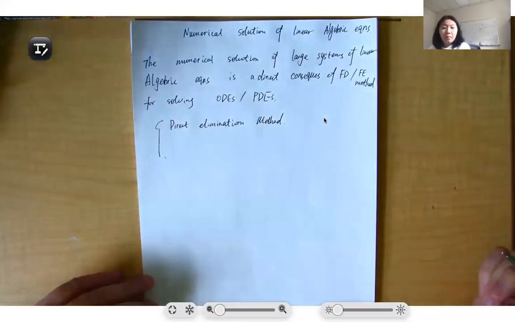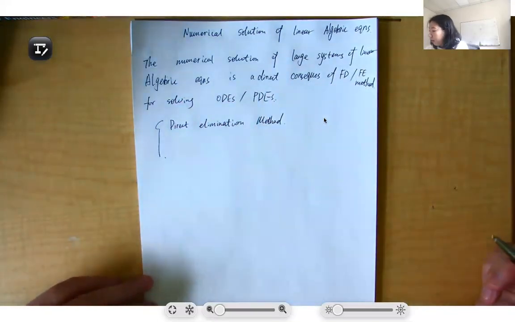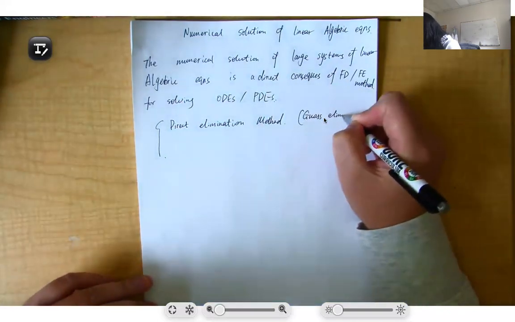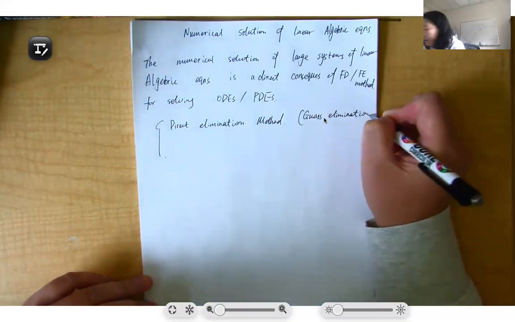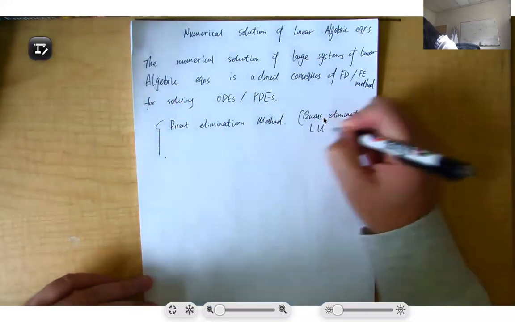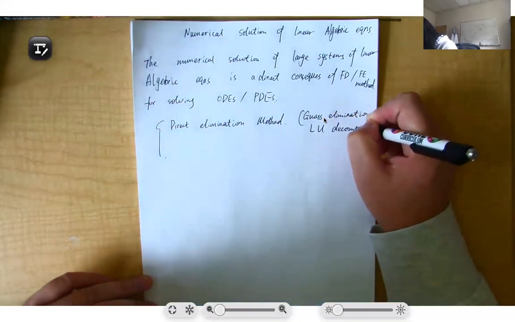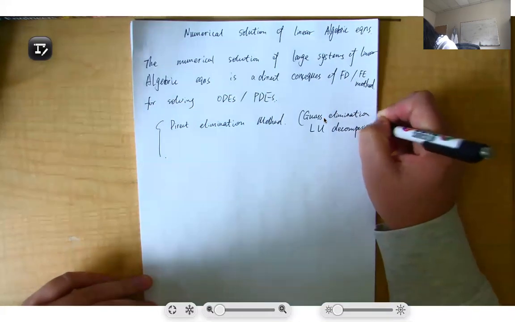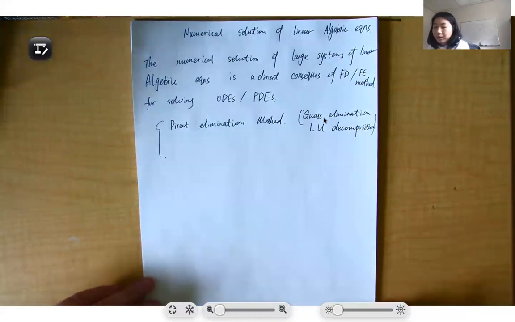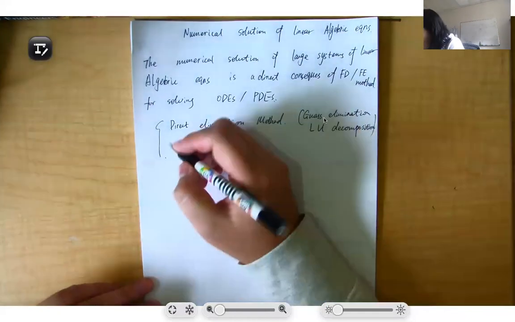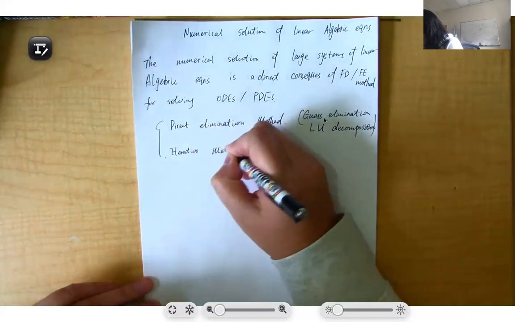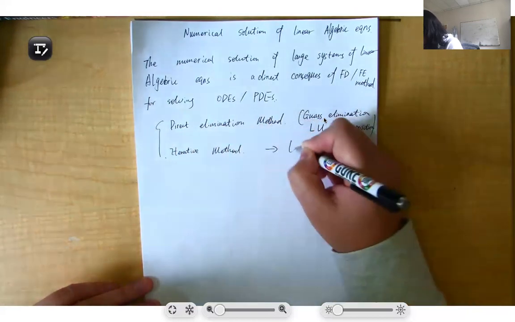And one of them we've already talked about before. It's called Gauss elimination. And we will talk in more detail about LU decomposition. So that is called the direct elimination method. Another one is called the iterative method, and that is for large systems.